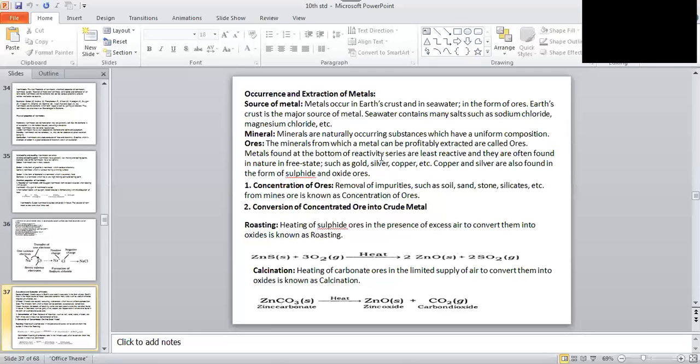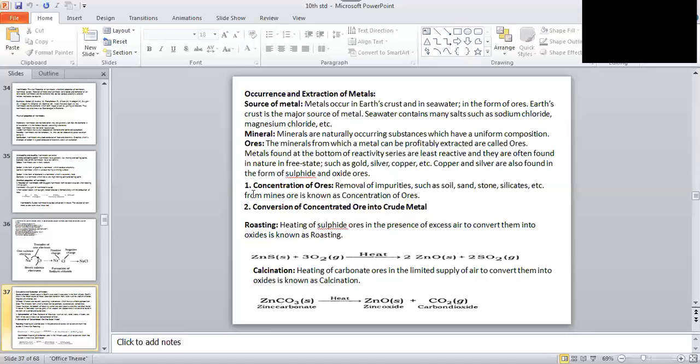So metals found at the bottom of the reactivity series, we had studied this. They are less reactive and they occur in nature in the free state, for example gold, silver and copper. But silver and copper combine with sulfur and oxygen and form sulfides and oxides. So these are the ores of gold, silver and copper.